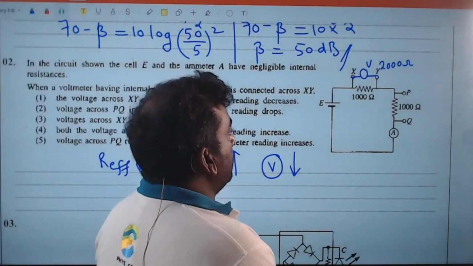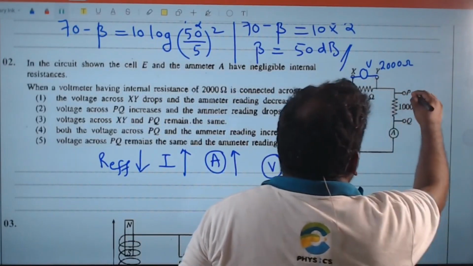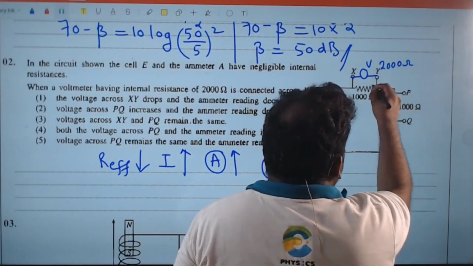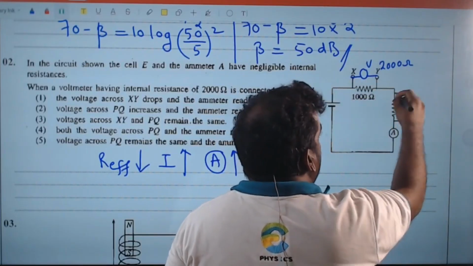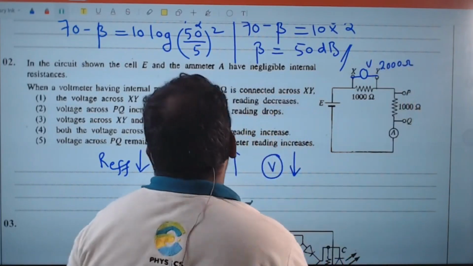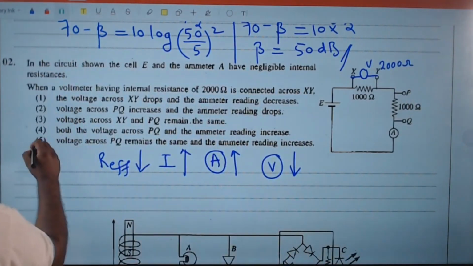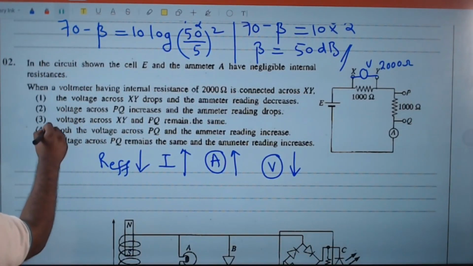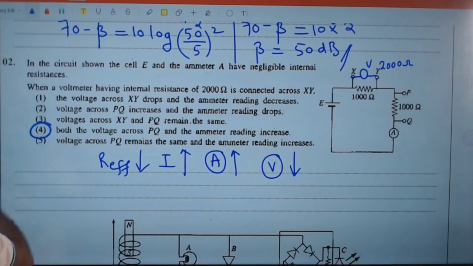So ammeter reading increases. Here resistance is less. Here resistance is more. Here voltage is more. So correct answer is answer number 4.